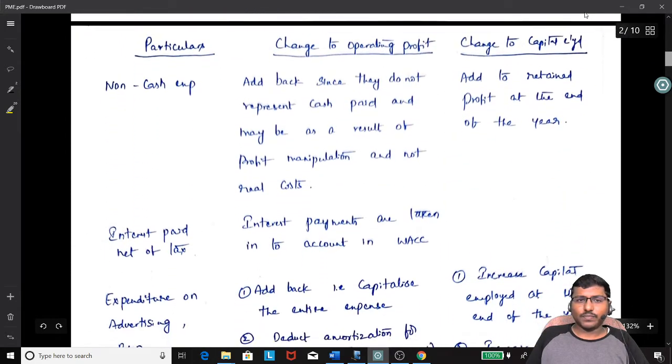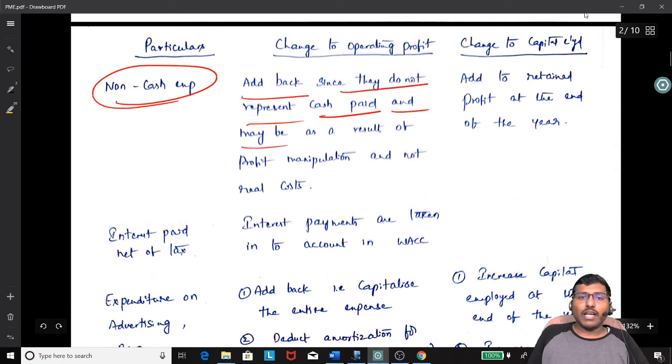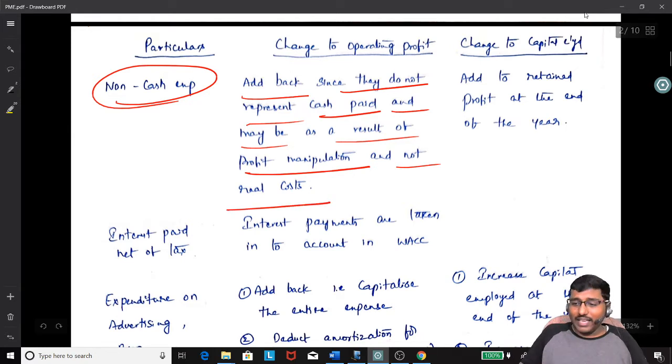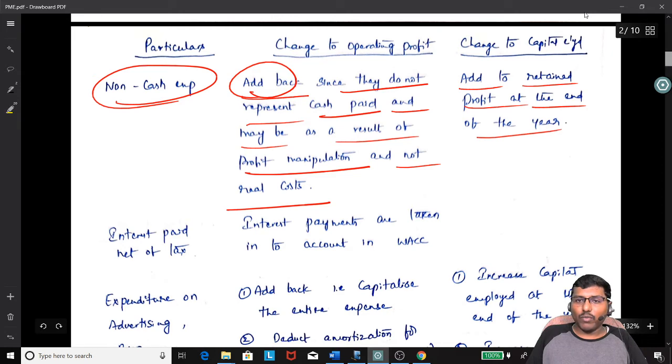Now, next. Non-cash expenses, what do you have to do? Add back, since they do not represent cash paid and may be a result of profit manipulation and not real cost. So non-cash expenses are not really cash moving out from your pockets to somebody else's pockets, correct? Therefore, you just need to add it back. And of course, you add it to the retained profit at the end of the year. That is the adjustment that you will do with respect to capital employed.